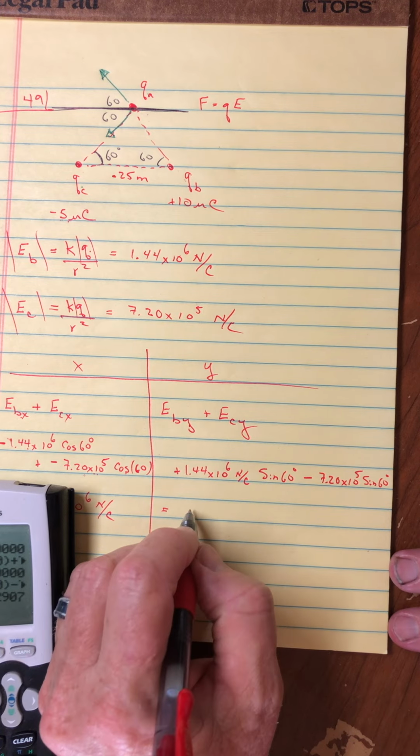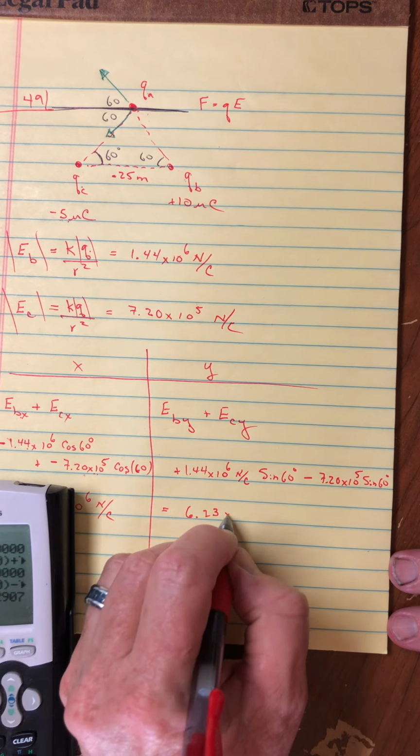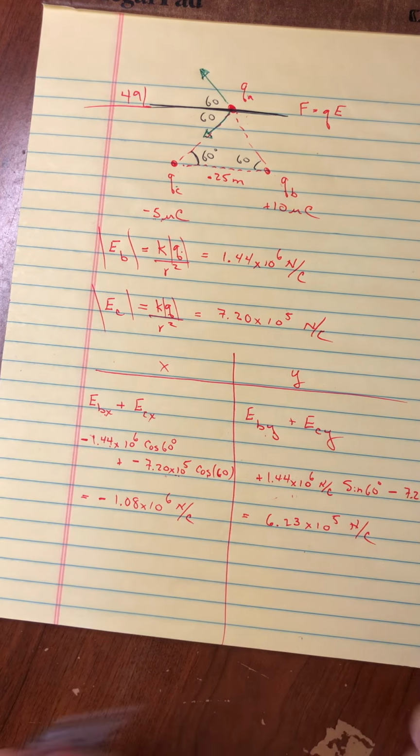So this comes out to be 6.23 times 10 to the 5 newtons per coulomb. So it kind of makes sense that the upward part of B is a little stronger than the downward component of C. And so the net is up. And then, of course, both of these are in the negative direction, or to the left. So we got our two components.